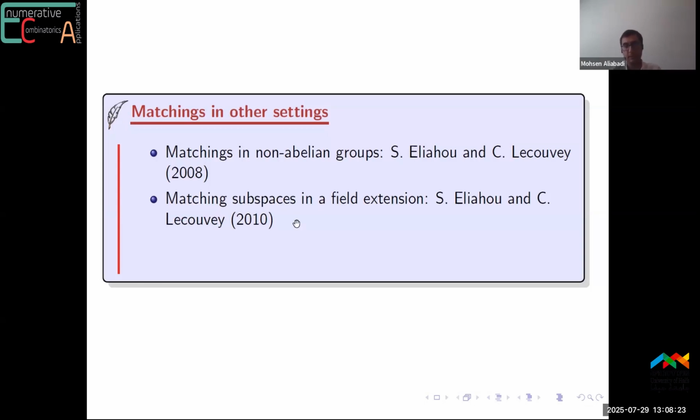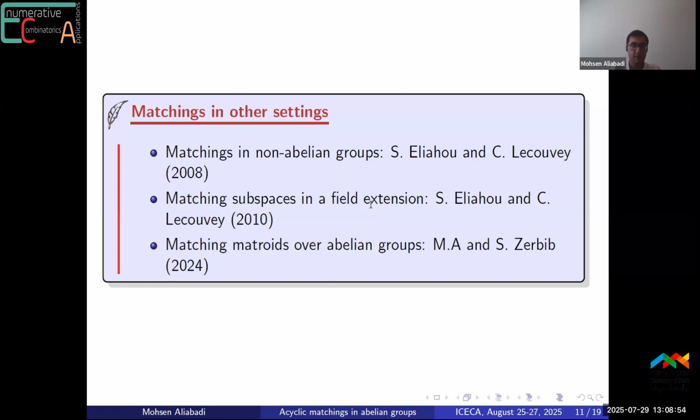formulated in linear version as follows: matching subspaces in a field extension. And the good feature of this work by Eliahou and Lecouvey is that pretty much they build all of the tools required to prove matchable subspaces, like linear version of Kneser's theorem, and also in general additive number theory theorems in linear algebra setting. Also, matchings in the context of matroids was formulated in 2024 by one of my collaborators, Shiraz Erbil.